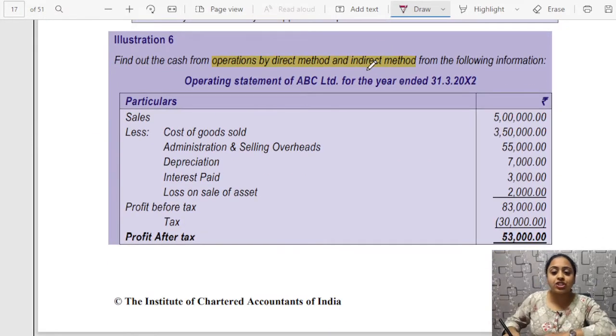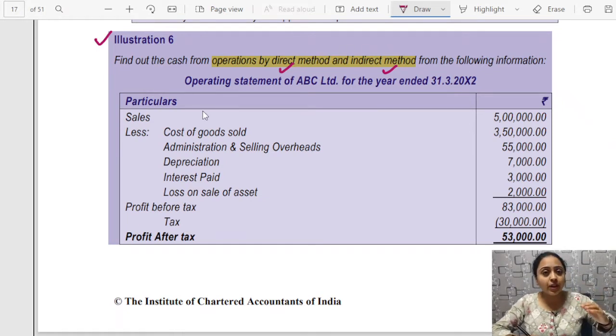Let's come to illustration number 6. Find out the cash from operations by direct method and indirect method from the following information. See, as you know, with the direct method and indirect method the answer will be the same, but the presentation is different. In direct method, you start with all the cash incomes, and then minus all the cash expenses, and the remaining amount is your net operating cash.